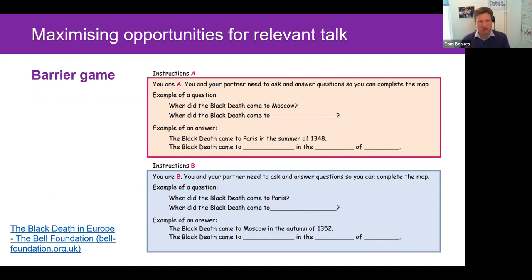But for me, this is good scaffolding. This is great for our lower proficiency learners. But how would we want to adapt this for our higher proficiency learners to provide that level of challenge and focus on the language that they need? So I'm going to ask you in the chat, can you give me any examples of how you might adapt these barrier game instructions and question prompts to make them more challenging for our higher proficiency learners?